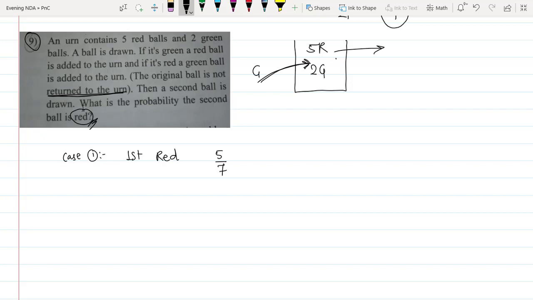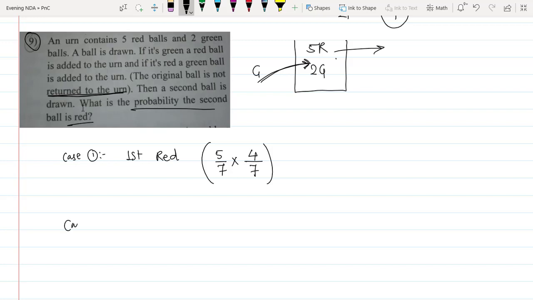Is this okay? Now the next time which ball do you want to have? Next time you want the probability that I get the red ball. Now tell me how many red balls are here now? 4. 4 red balls. Excellent. So 4 red balls are here out of 7. So this is my probability for the second red ball when you draw the first red ball.